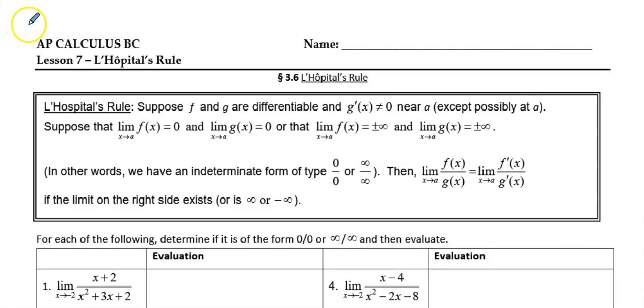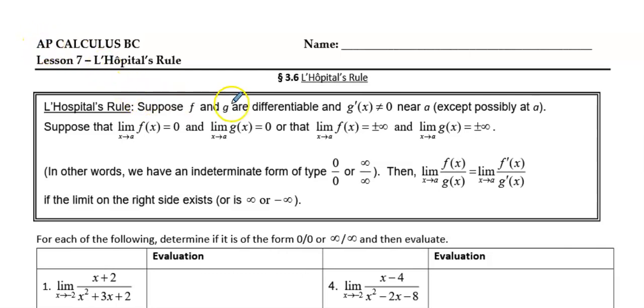Hello all, welcome back. We're doing lesson 7 now, L'Hopital's rule, and I will have to just say that L'Hopital is awesome. Students actually like it because it simplifies a lot of limits that we have been doing recently. It does not simplify or apply to all limits, so my first goal is to show you guys when you can use L'Hopital, and then the second goal will be what to do to use L'Hopital's rule.